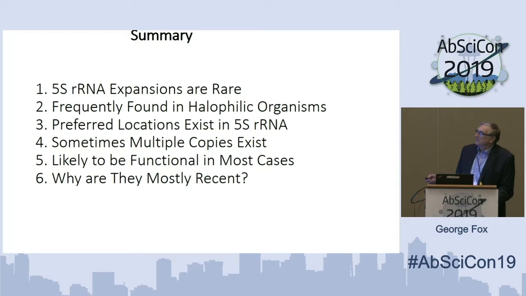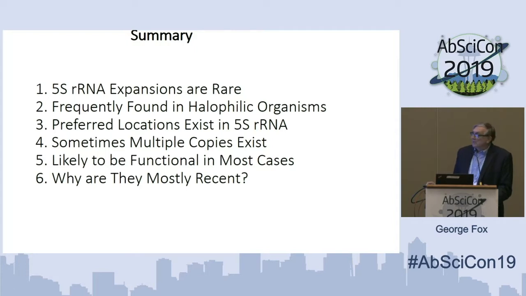These 5S RNA expansions are actually rare. We found a lot, right? We found like 75 of them, but the reality is that's 75 out of 100,000 genomes. They're pretty rare, actually, and only occurring in 4 genera. I don't know if it means anything, but even the bacterial examples are actually halophilic. Not all of them are halophilic, but a lot of the organisms that have this insert are halophilic. There appear to be preferred locations, which are the hot spots, and frequently multiple copies exist, and we suspect most of them are actually functional.